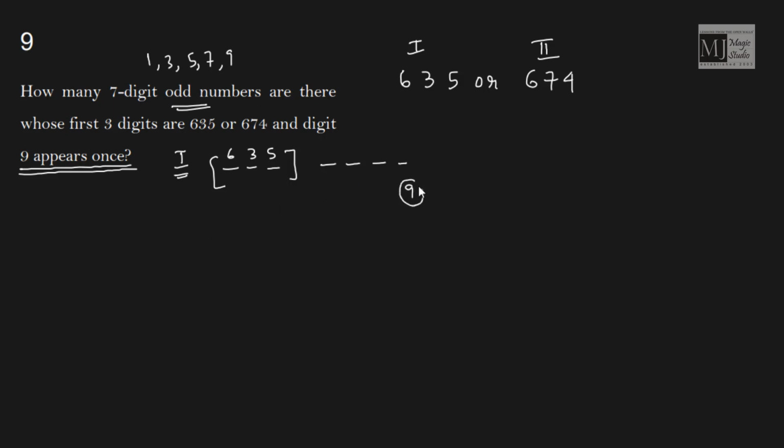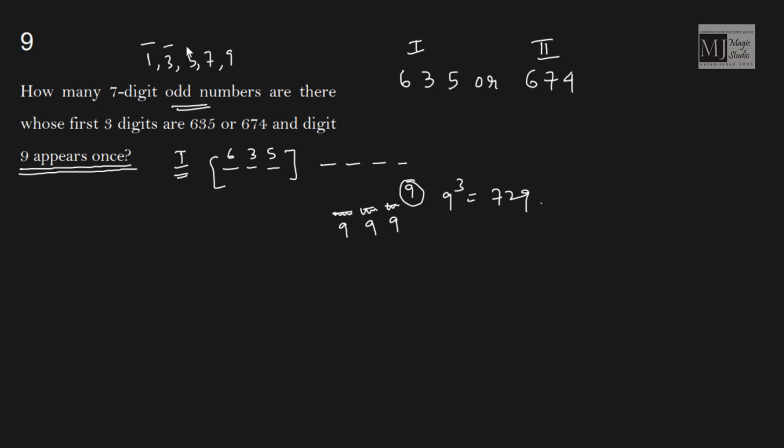Now look, if I take last digit as 9, then in these 3 digits I cannot have 9, but I can have 0 to 8 any digits. That means this digit can be occupied by remaining 9 digits. This can be occupied by remaining 9 digits. And again, this can be occupied by remaining 9 digits. Fine. That means how many numbers we can form where it is ending with 9? It is 9 cube, that is 729.